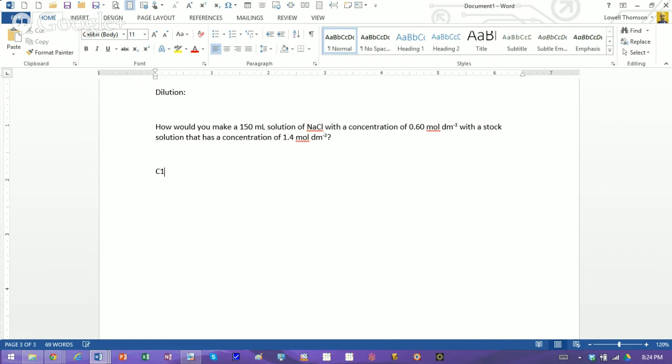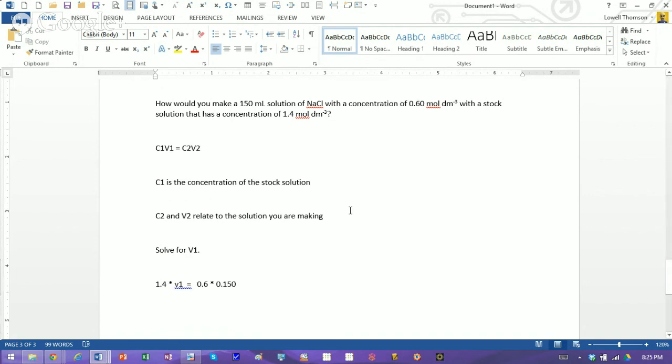So, C1 V1 equals C2 V2. C1 is the concentration of the stock solution. C2 and V2 relate to the solution you are making. So solve for V1. So I have 1.4 times V1 equals 0.6 times 0.150.